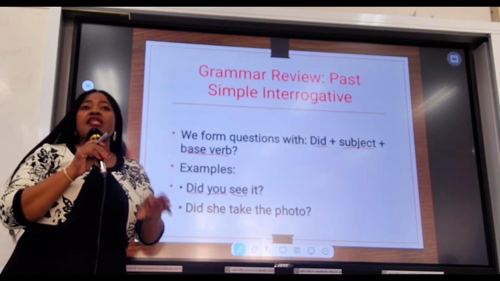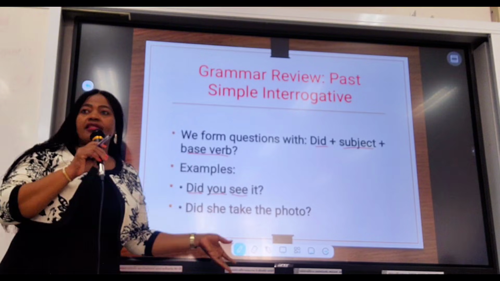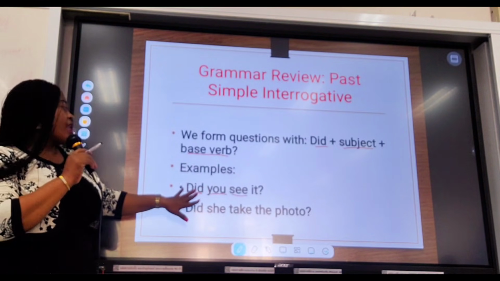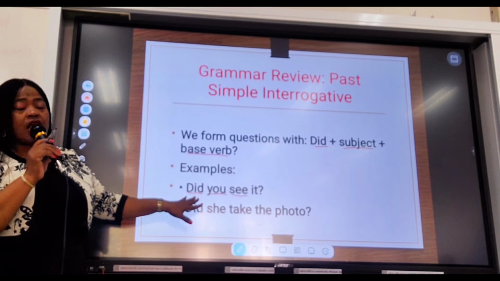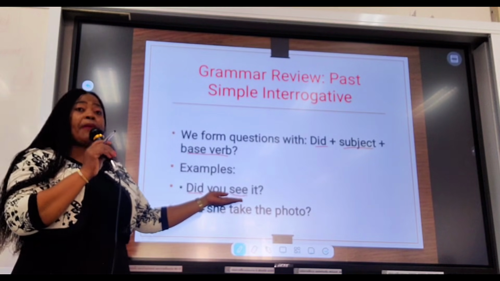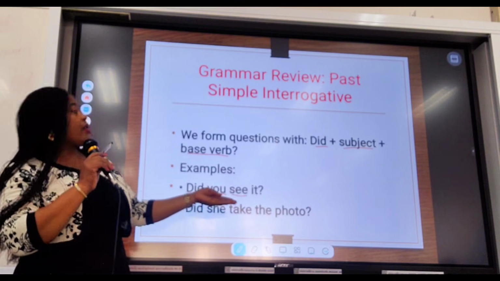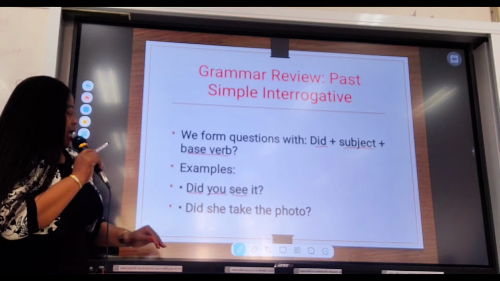So you cannot say, did you saw it? Wrong. Because as I earlier explained, we already have did in the past tense. So therefore, the verb should be in the base form. You don't have to change the verb to the past tense again. So, did you see it?